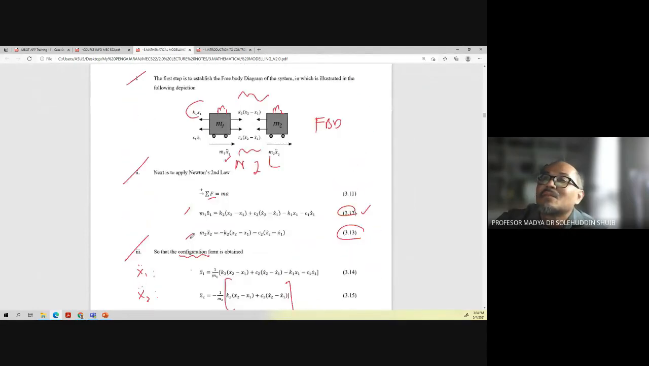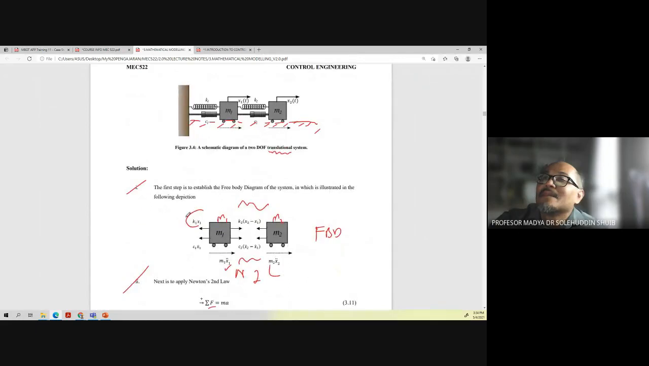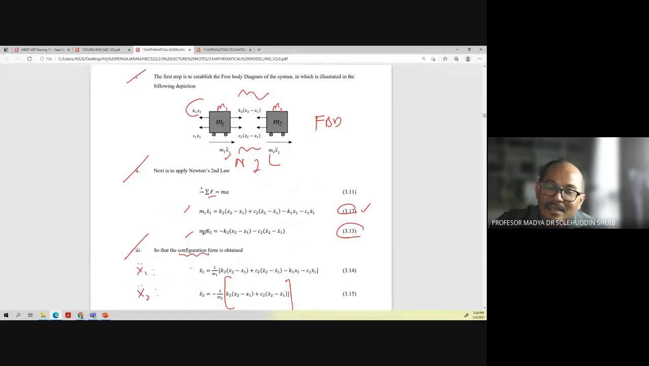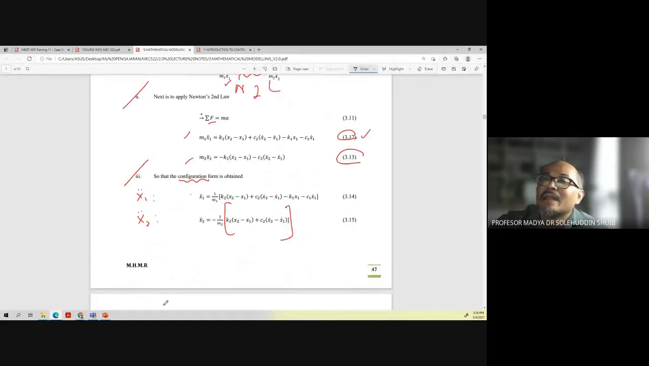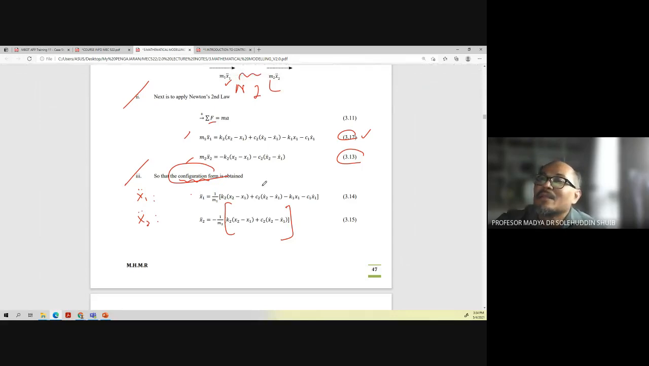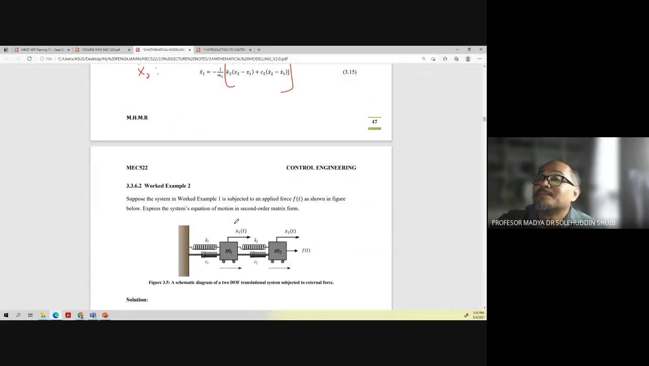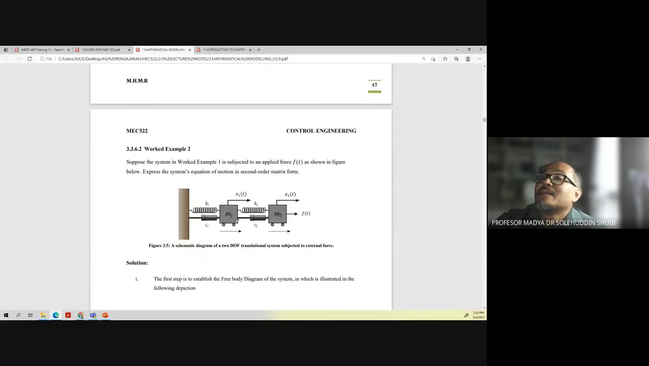This is how to write this system, a 2 degree of freedom translational system, in this configuration form. But I'm here not to teach you dynamics or vibration. After you obtain the equation, we want to write it in the configuration form so that we can use it to apply in a dynamic system.